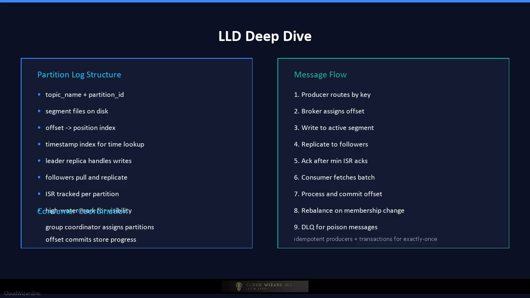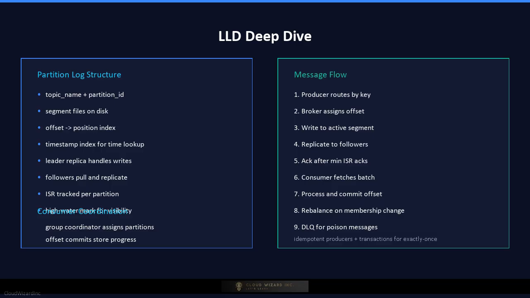Now the low-level design deep dive. A partition log is implemented as a set of segment files on disk. Each segment has an index that maps offsets to file positions for fast lookups. When a producer sends a message, the broker validates the topic, assigns an offset, writes to the active segment, and optionally waits for acknowledgments from followers before responding.